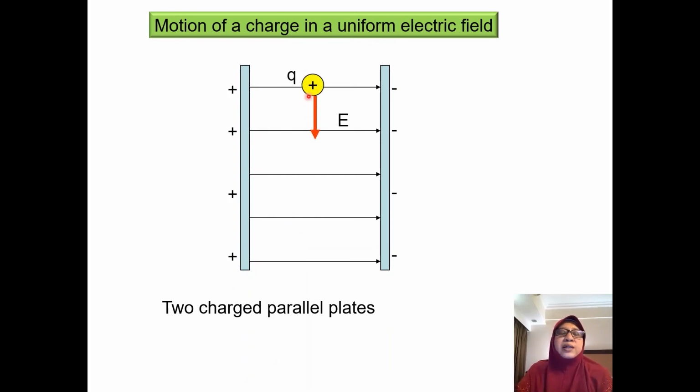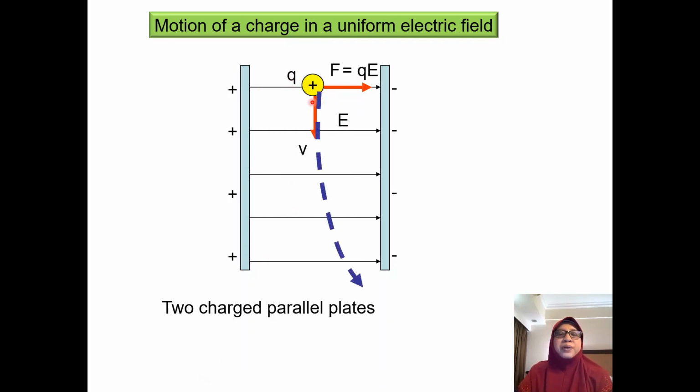Okay, if we put the charge from here and the charge is moving downward, what happens to the charge? The arrow shows here the charge moves downward. So this positive charge will be attracted to the negative plate, because it's unlike charge. Let's say the velocity is v. So this charge experiences the force F, and it is equal to QE.